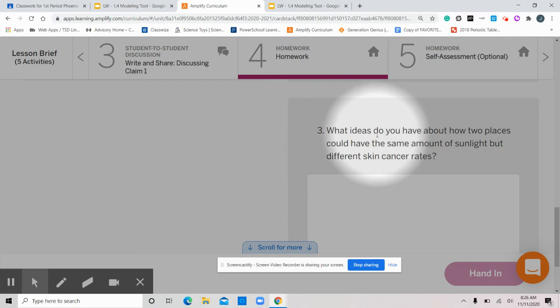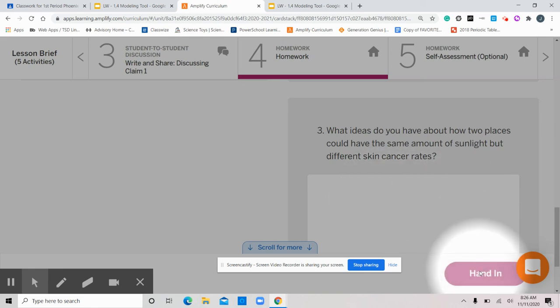Last question, what ideas do you have about the two places that could have the same amount of sunlight but different skin cancer rates? I will let you answer that question independently. I'll give you a hint. Claims 3 and 4 that we just went through earlier in the lesson will be the way to go.